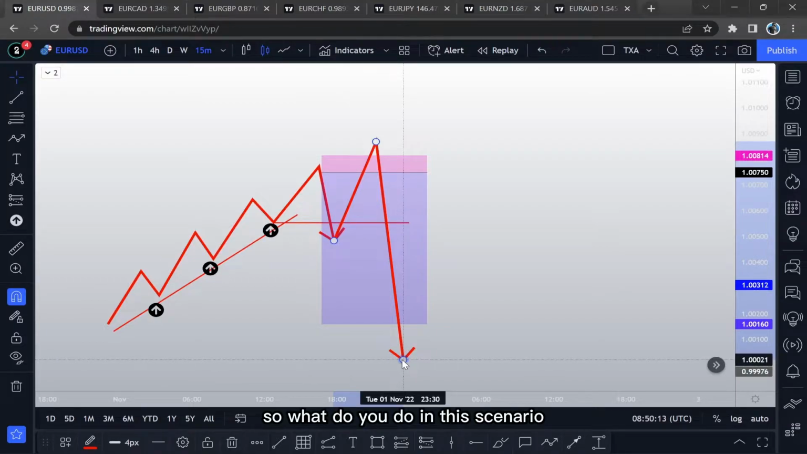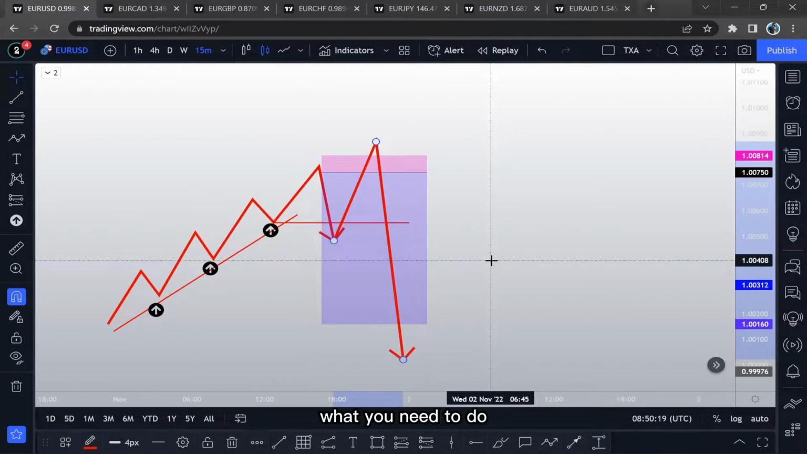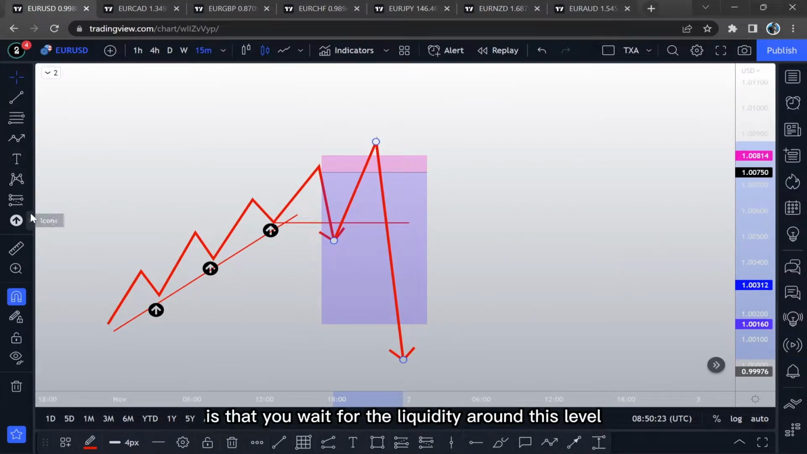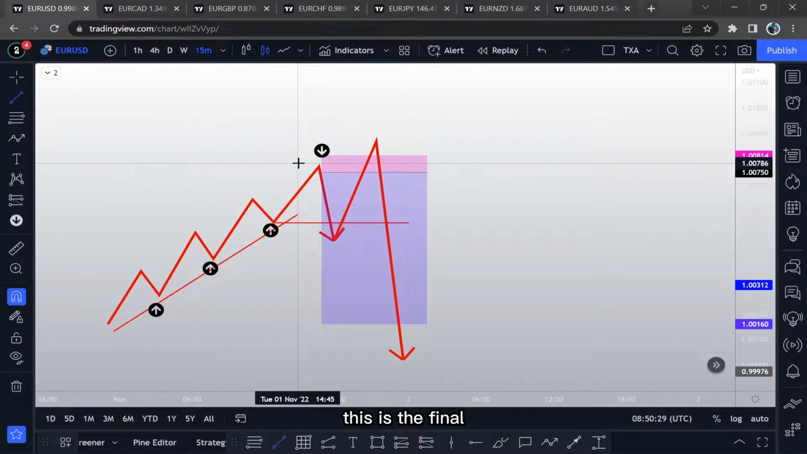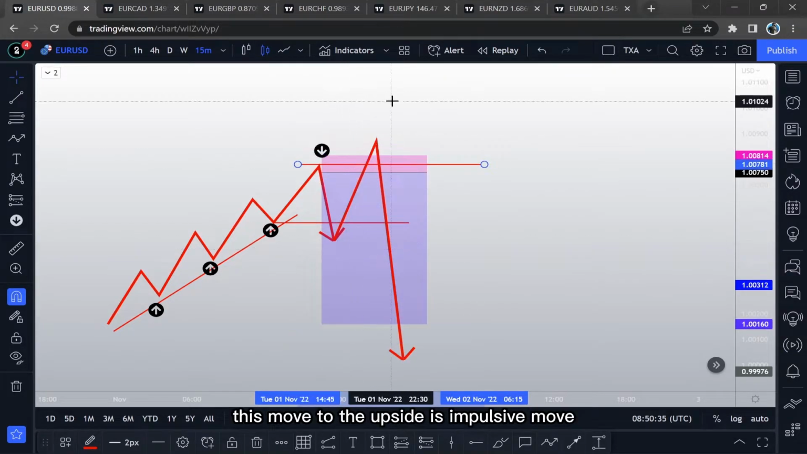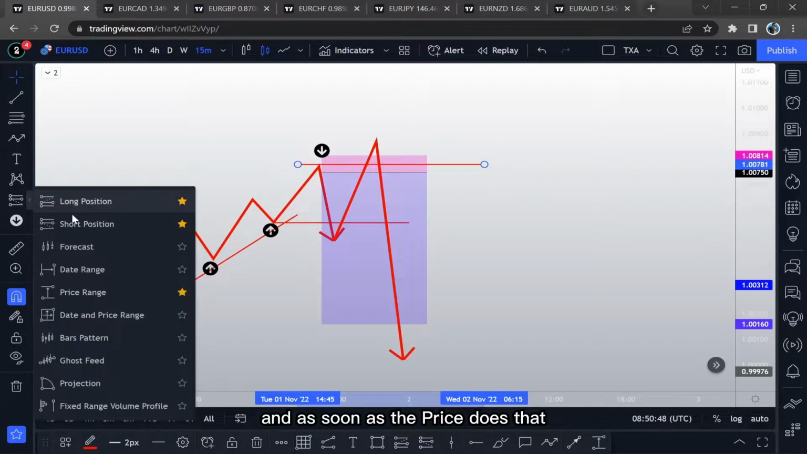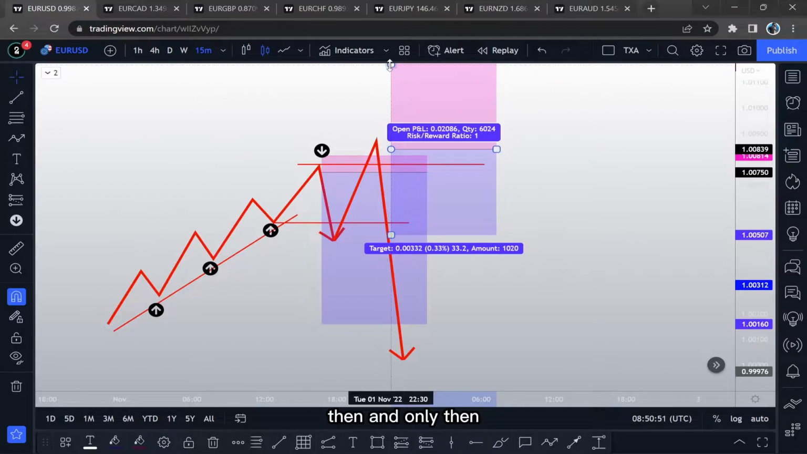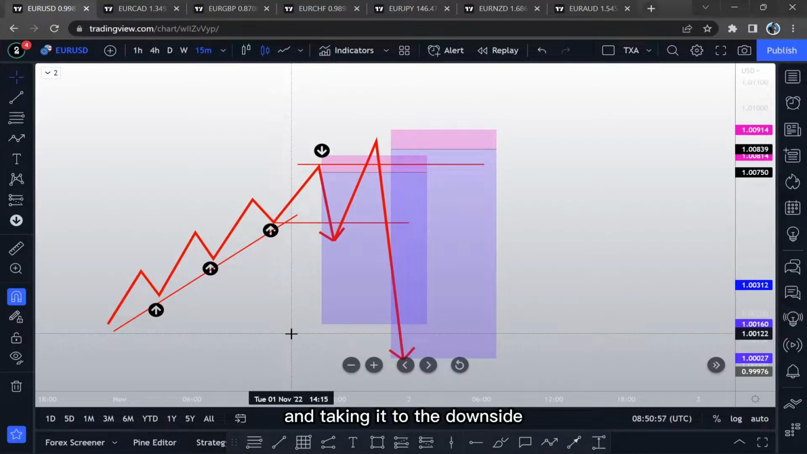So what do you do in these scenarios? Whenever you first get a change of character, you wait for the liquidity around this level to be taken. This is the final stop hunt. This move to the upside, this impulsive move, that is the stop hunt, that is the liquidity grab which you should be waiting for. And as soon as the price does that, then and only then should you be placing your stop loss around this level and taking it to the downside.